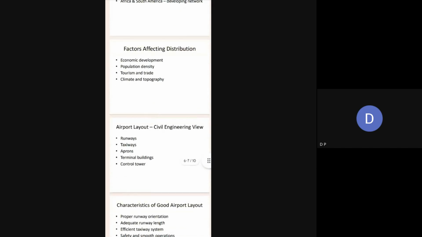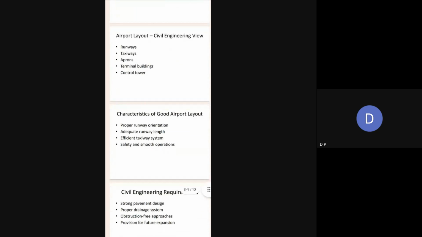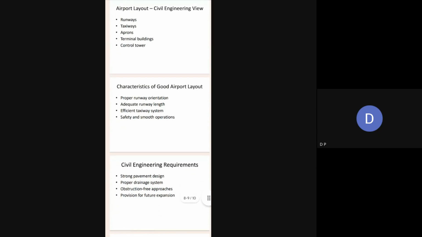Airport layout, civil engineer review: runway, taxiway, aprons, terminal buildings, and the control tower. Characteristics of a good airport layout: the proper runway orientation, and the runway length, the efficient taxiway system, and the safe and smooth operations.